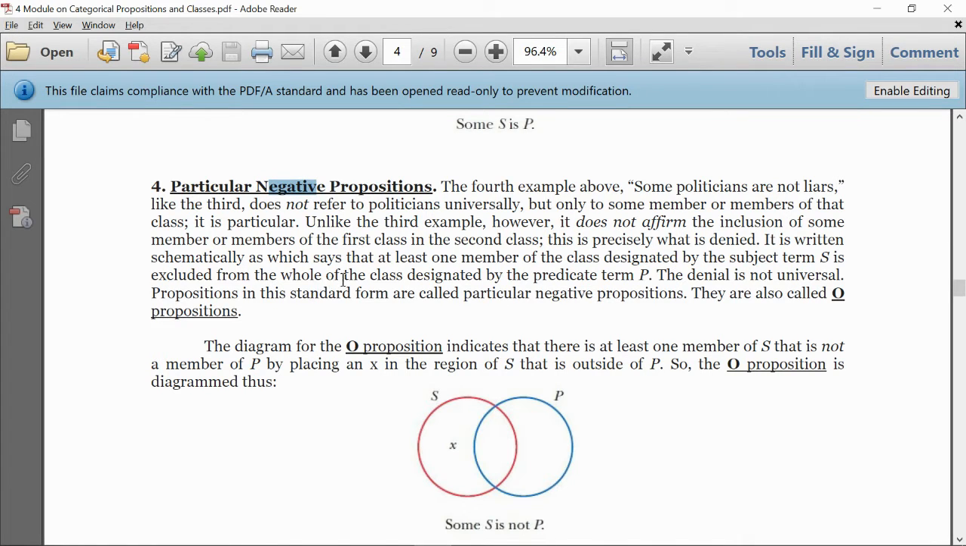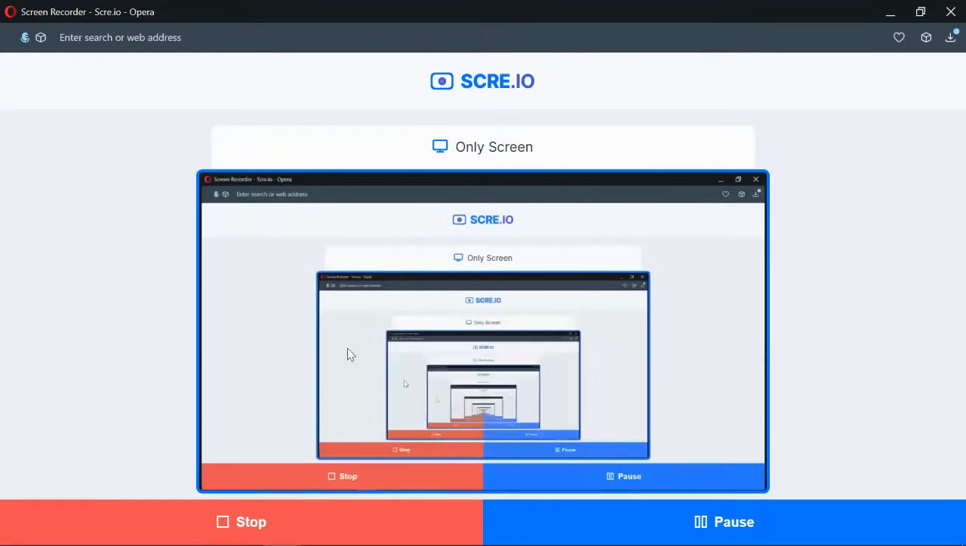It is written schematically as "Some S is not P," which says that at least one member of the class designated by the subject term S is excluded from the whole of the class designated by the predicate term P. So the denial is not universal. Propositions in this standard form are called particular negative propositions. They are also called O propositions. To indicate the word particular, we use again a small letter x.